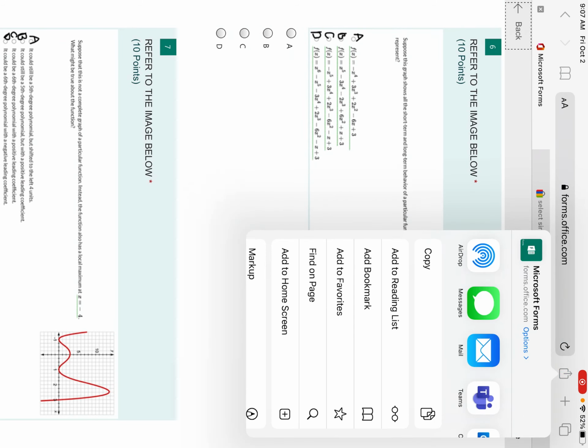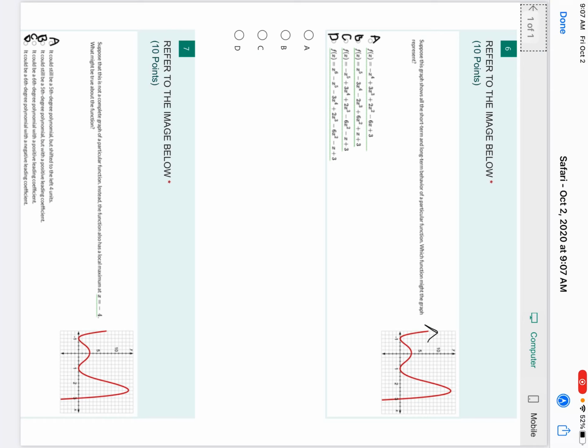Number 6, left end points up, right end points down, and it has a y-intercept of +3. It has 1, 2, 3, 4 max and min values. So on that, you may use your trick. You may use the max and min trick. Or worst comes to worst, you can graph them.